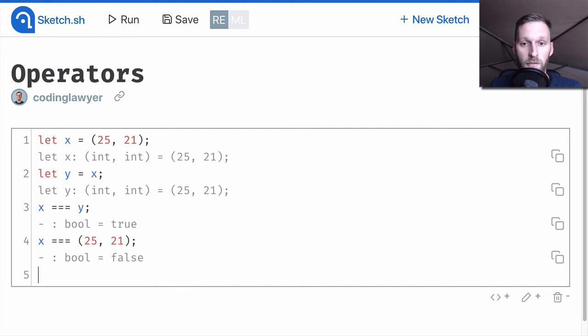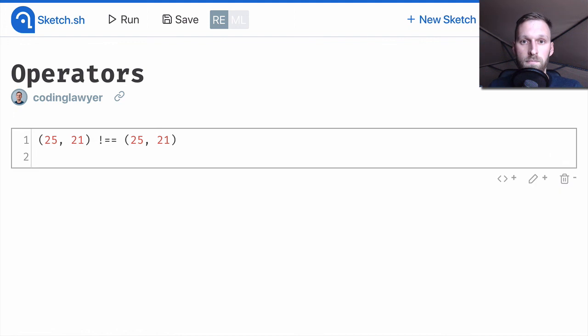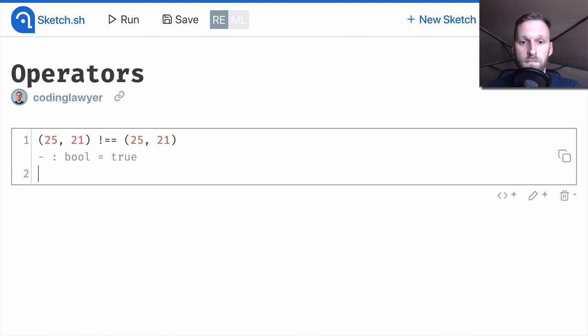We also have referential inequality, which checks if two values are pointing to different spots in memory. We got true back, since both tuples are pointing to different spots in memory.